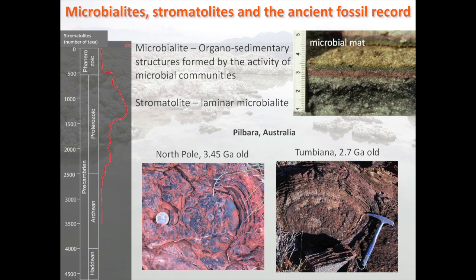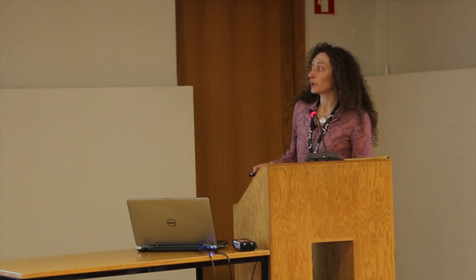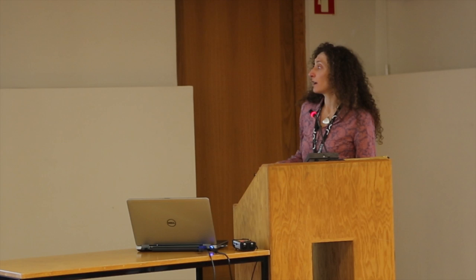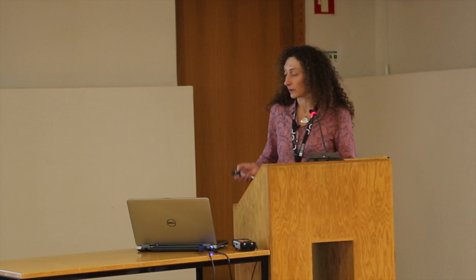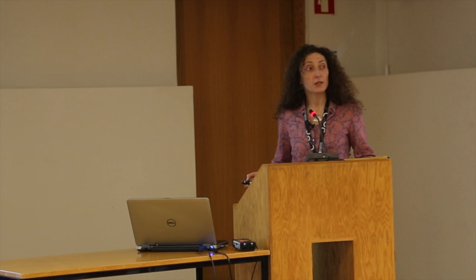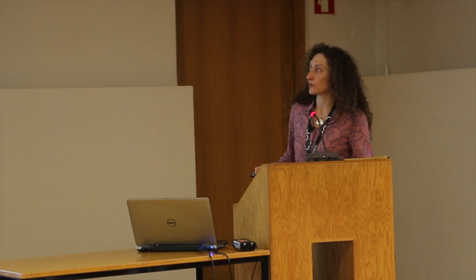Actually, the oldest life traces that are really not disputed correspond to microbial communities that are fossilized in the form of stromatolites, dating back to 3.5 billion years old in the Pilbara region in Australia. And you have also very impressive formations at 2.7 billion years old, also in Australia. So we know that this type of stromatolites occurred already in the early Archaean, but they were really widespread and very diverse during the Proterozoic, and they declined in the fossil record at the onset of the Cambrian.